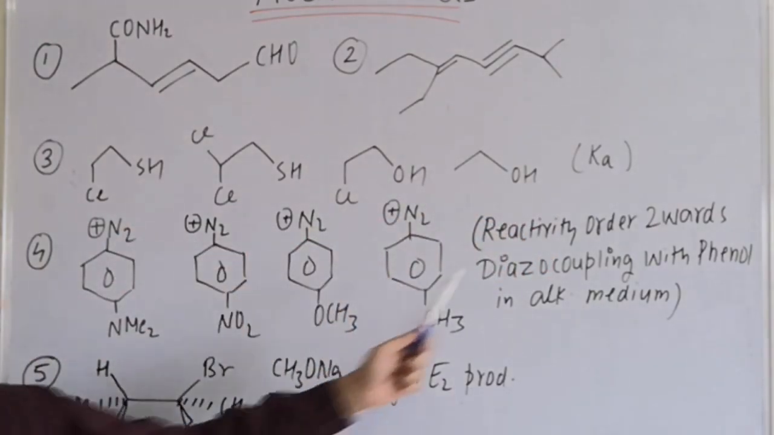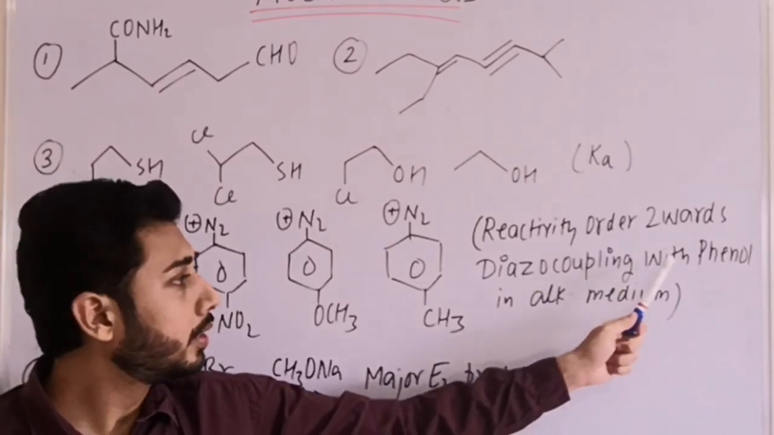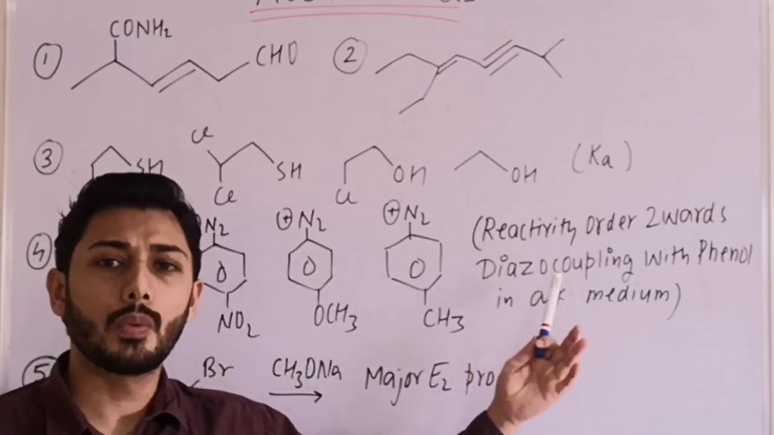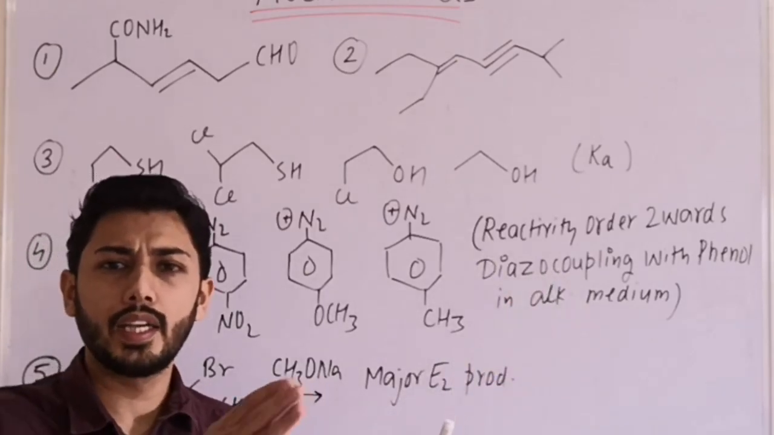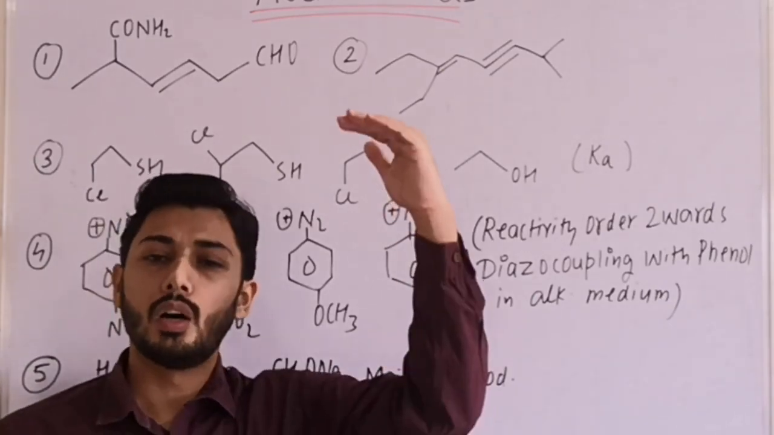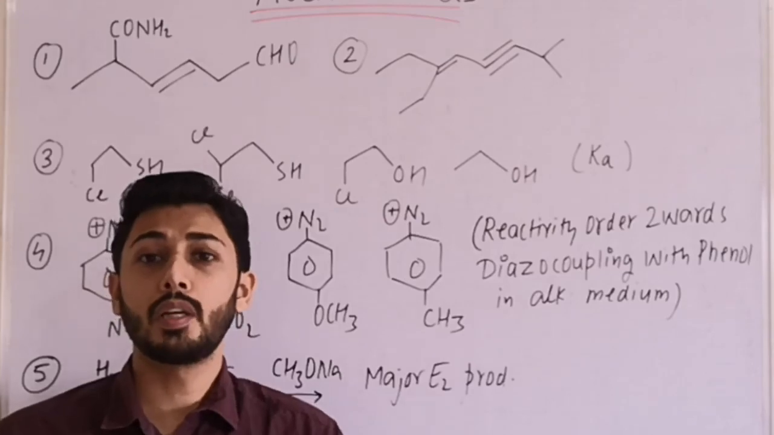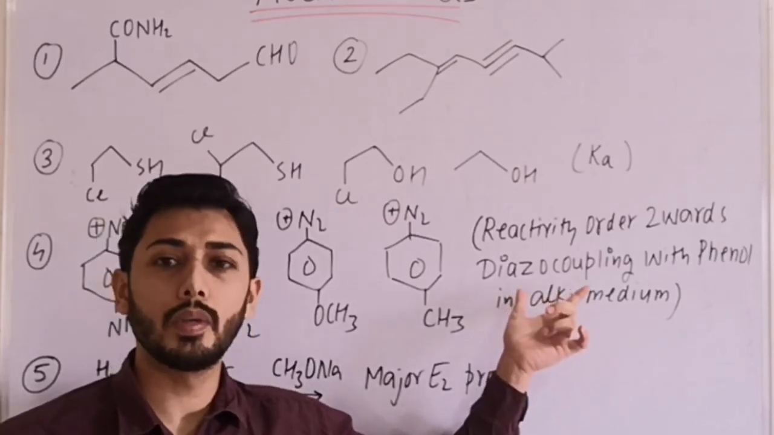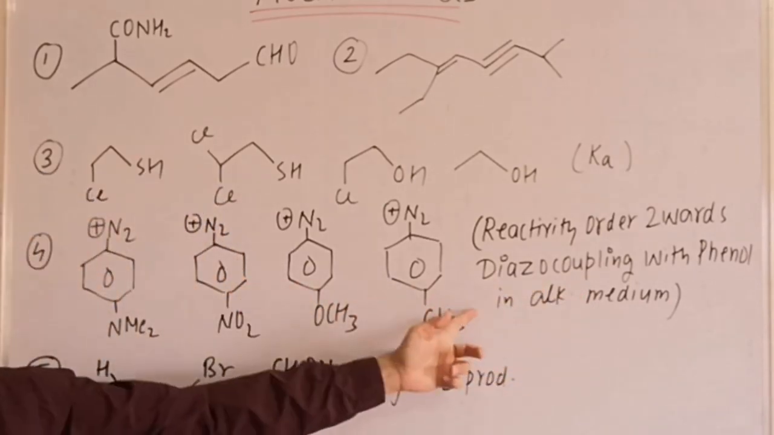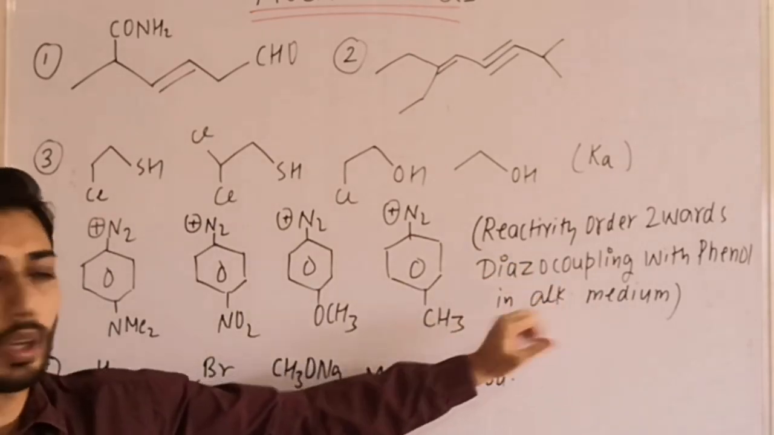Fourth question is about reactivity order towards diazo coupling reaction with phenol in alkaline medium. This reaction I have covered in the amines video. At the end, or in the named reactions video, all reactions are mentioned with their time in their particular video. There also diazo coupling is mentioned in named reactions. Okay, so it is the reactivity order of these diazonium salts when they are reacted with phenol.